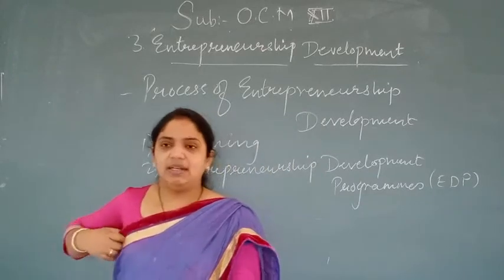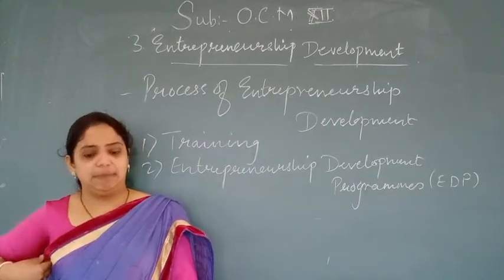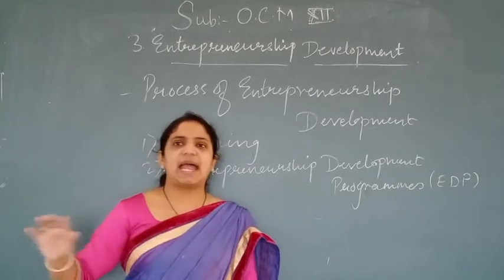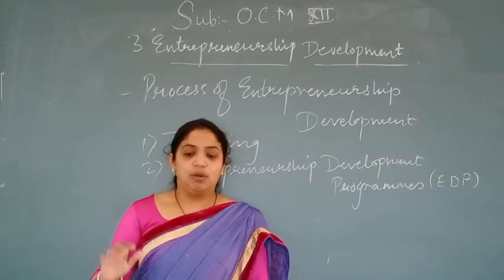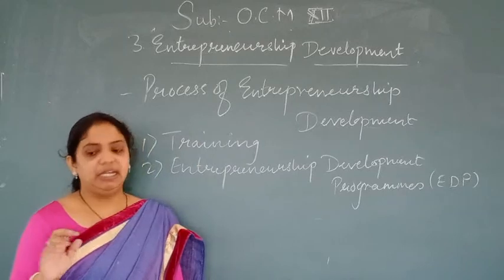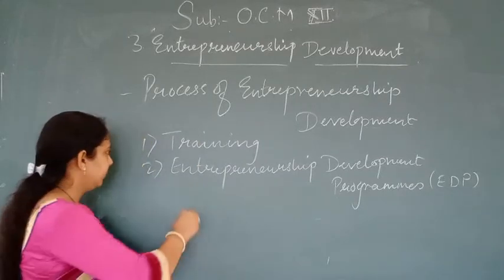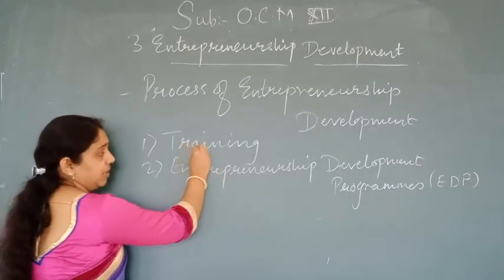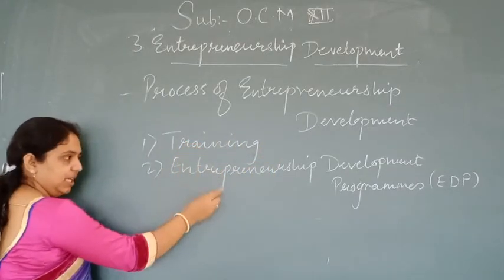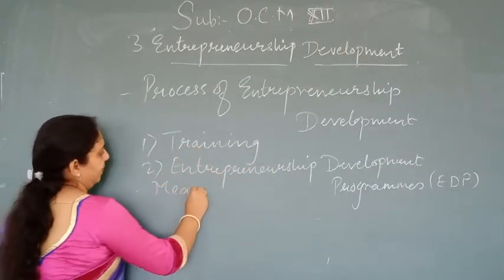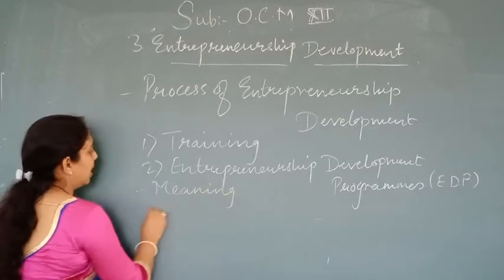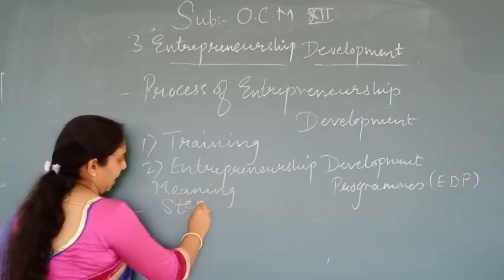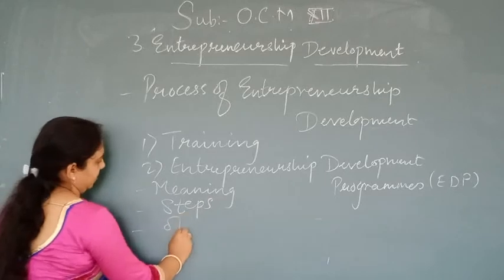So what steps are included in EDP? There are 8 steps, only the titles, that we will see. In the Entrepreneurship Development Program, first we saw the training meaning, then the EDP meaning, yes or no. Then we will see the steps, and then the objectives.